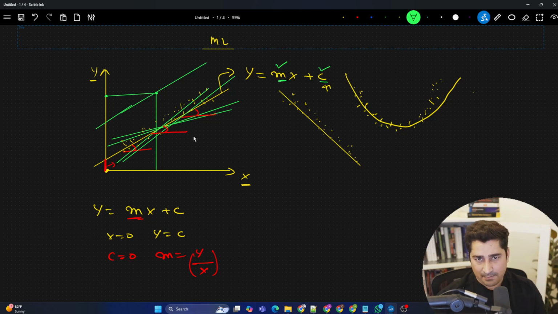So if I know M and C, somehow, I don't know how as of now, we have to prove that part. But somehow, if I'm able to find out a value of M, and somehow if I'm able to find out the value of C, then my equation will be complete.